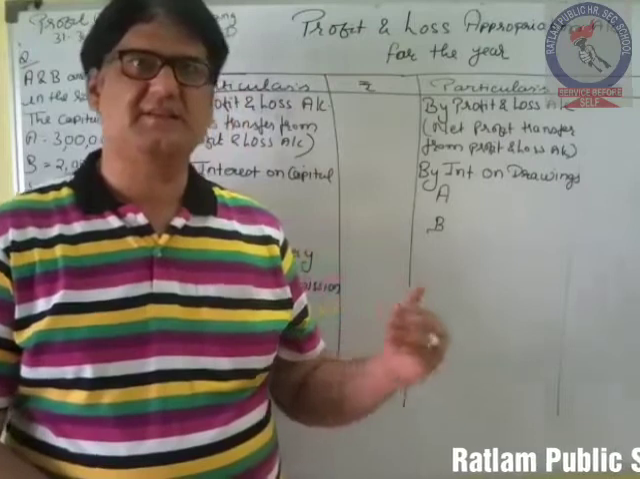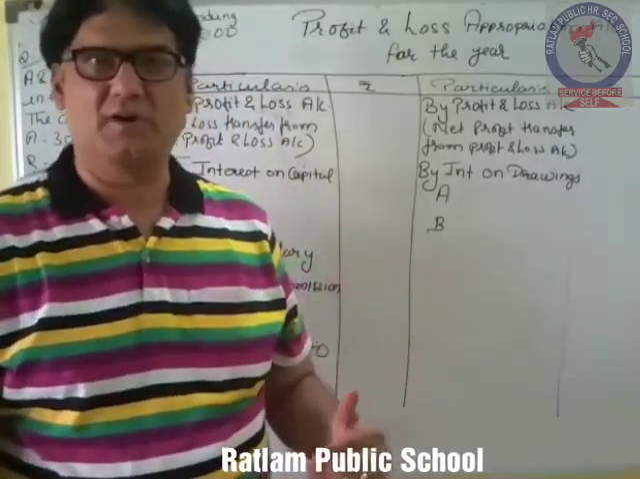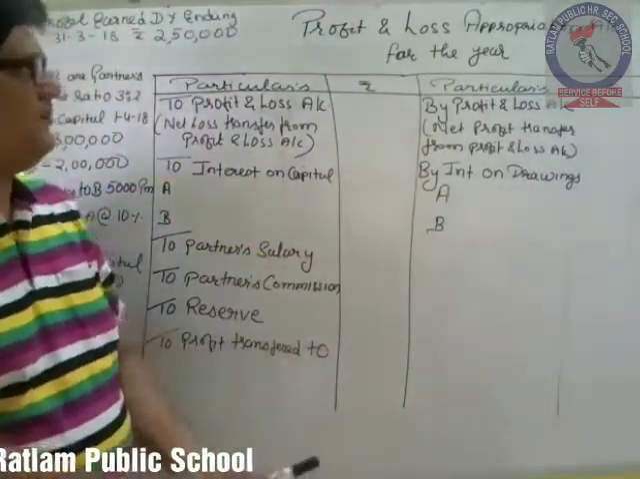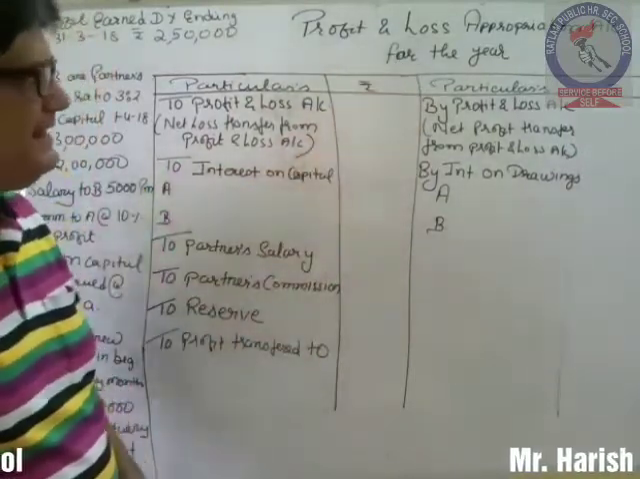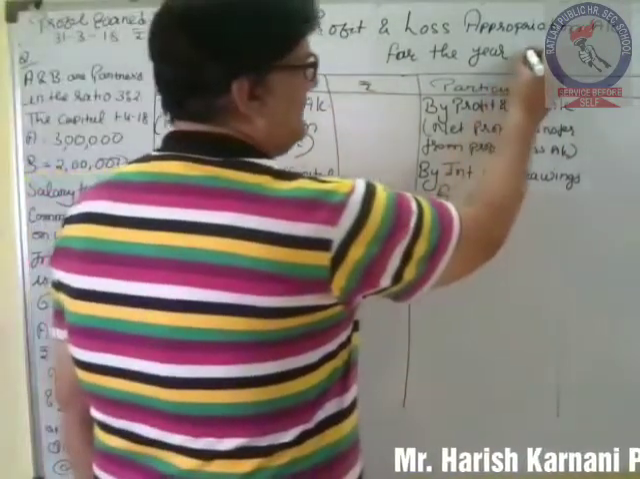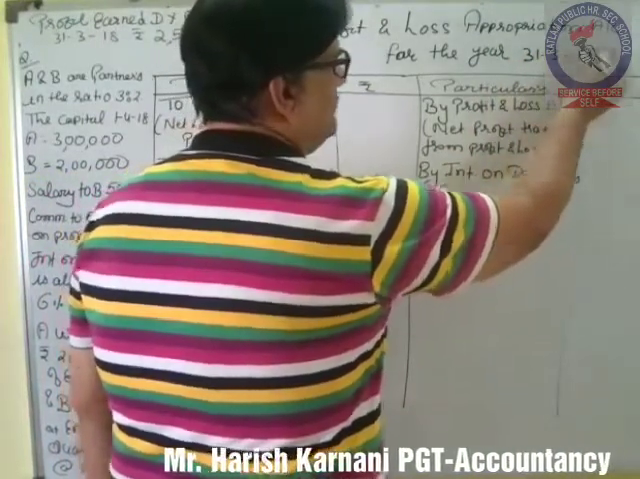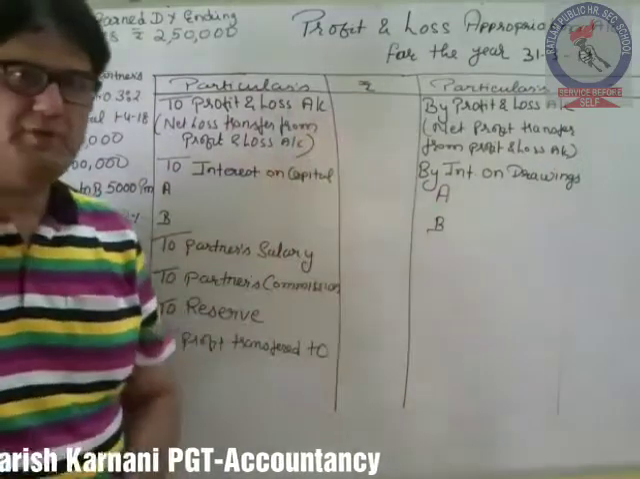So we can just see the format of the profit and loss appropriation account. I have already drawn the format for you. This is the profit and loss appropriation account for the year ending, let's say, 31st March 2018. Now, how do we have to prepare it?